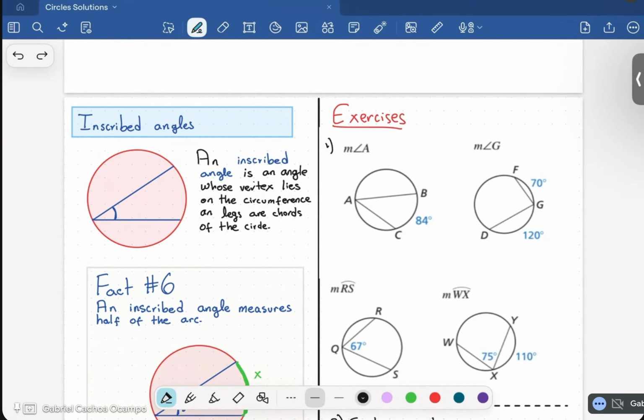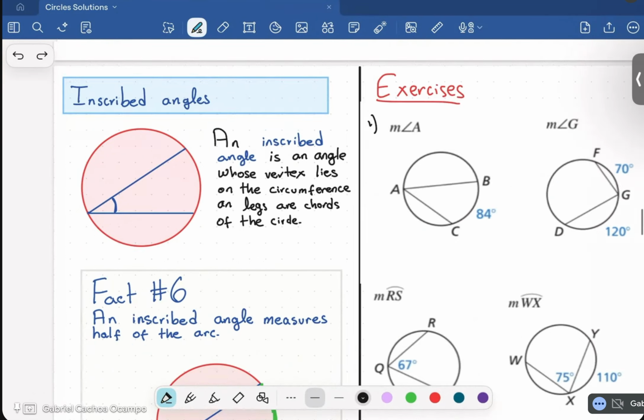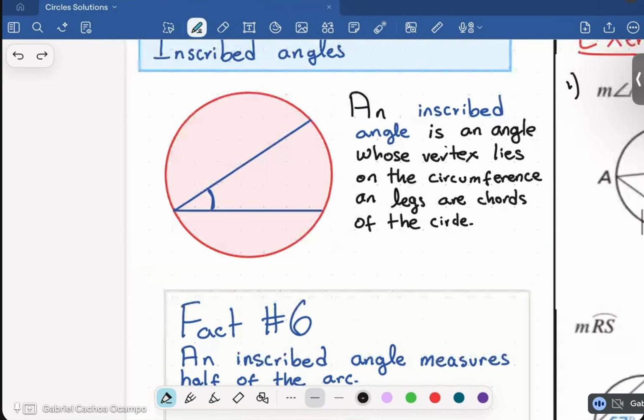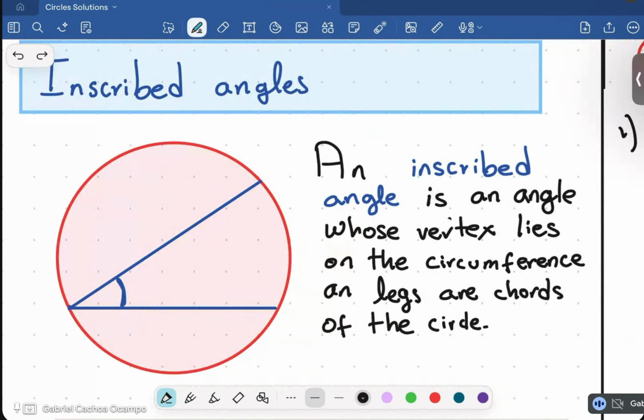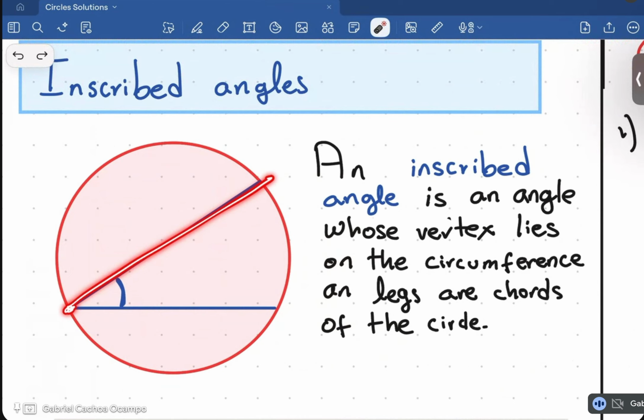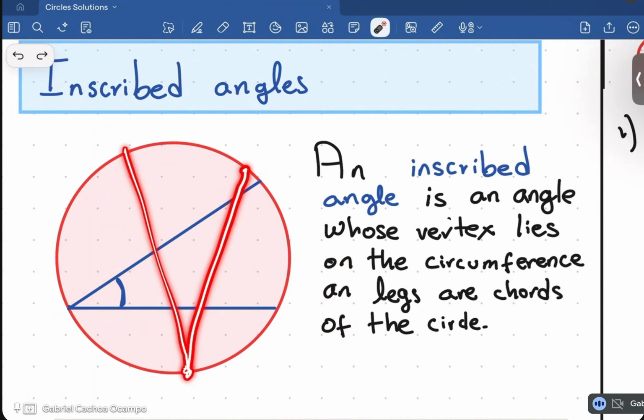Okay, so now we're going to start with a new topic. Now we're not talking about central angles, but we're talking about inscribed angles. In an inscribed angle, the vertex of the angle is on the circumference. In other words, it is an angle whose vertex is on the circumference.